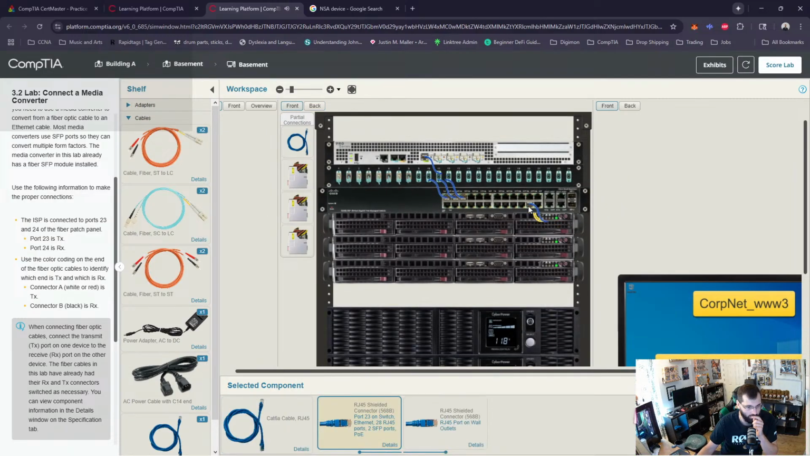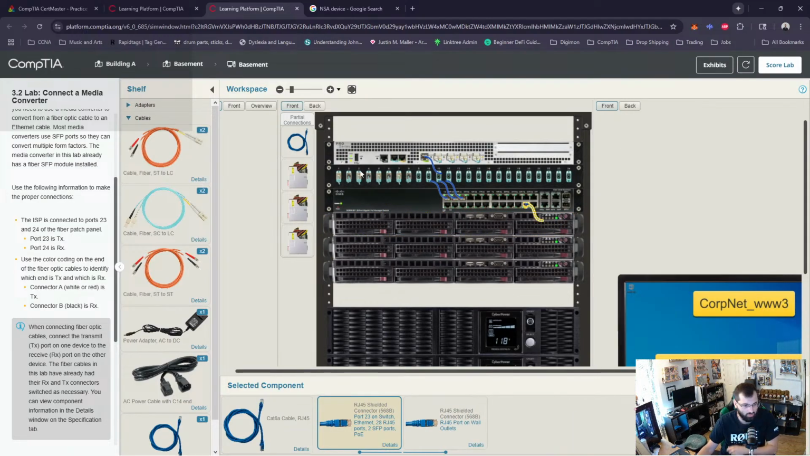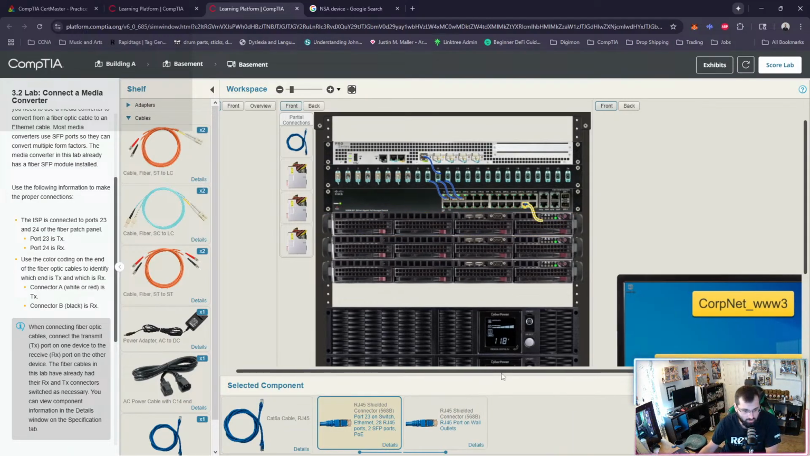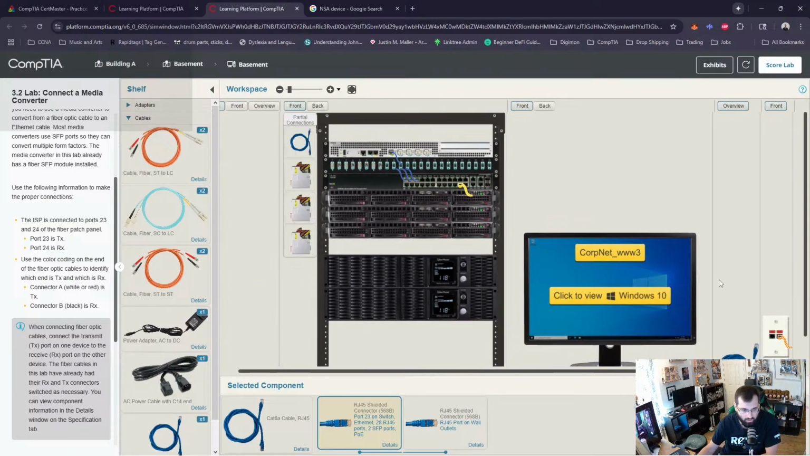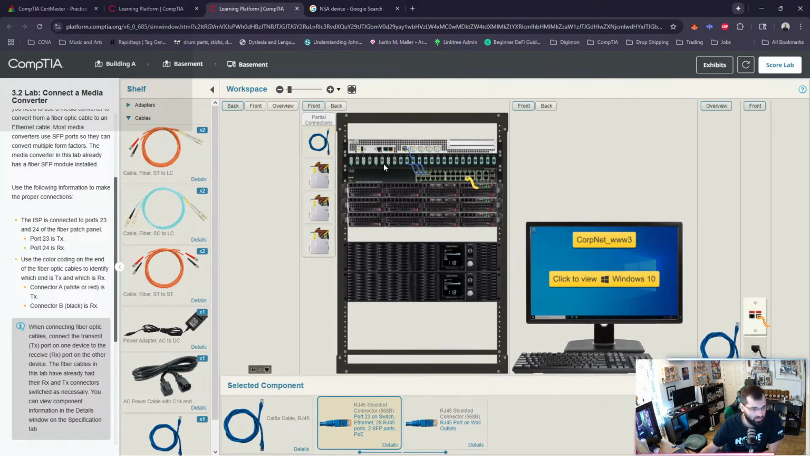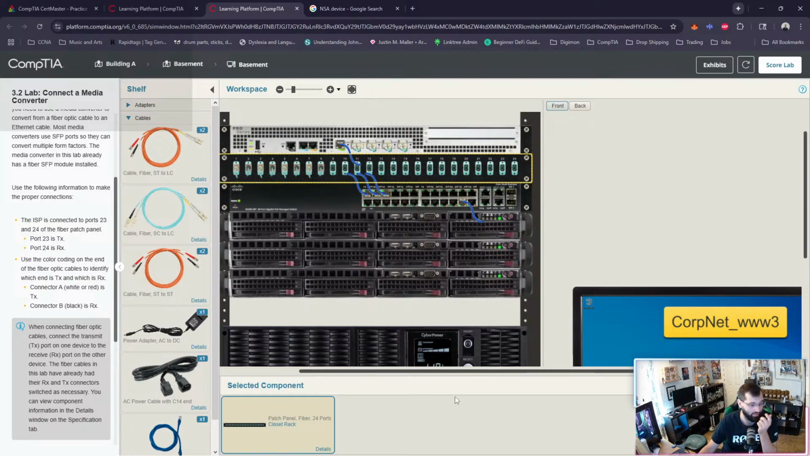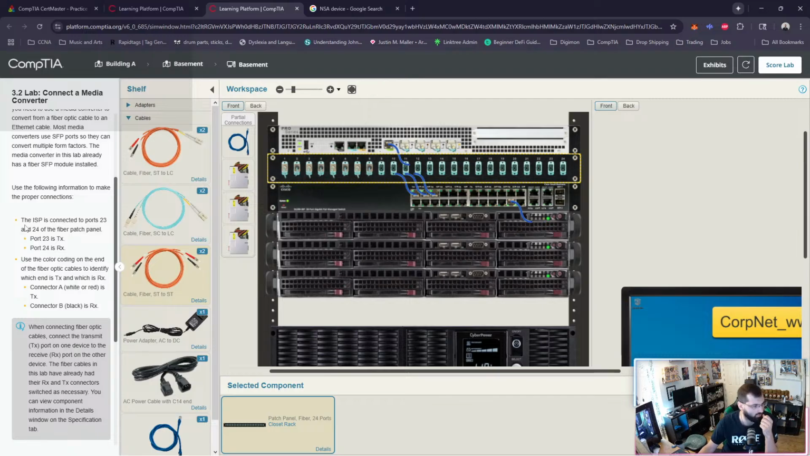Where? Oh crap! What are you? Oh, come on. What are you connected to? I think you're connected to the wall. Yeah, you're connected to the wall. It said that it had a fiber line that was coming into the back of the fiber patch panel. I always thought that this was the front, but I guess that's the back. Okay, cool. So the ISP is connected to ports 23 and 24.